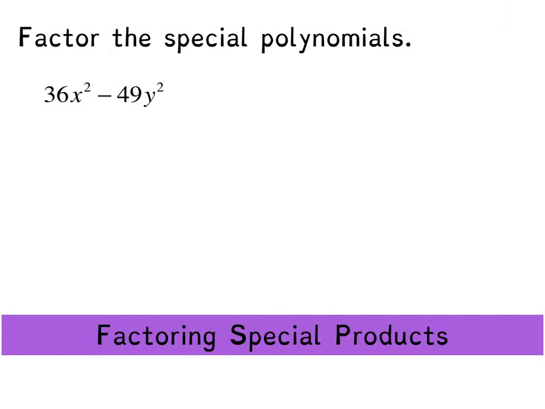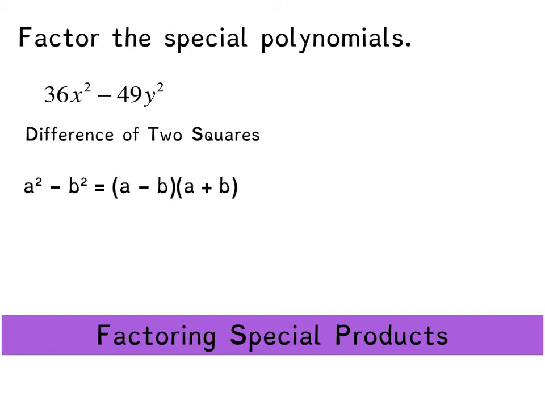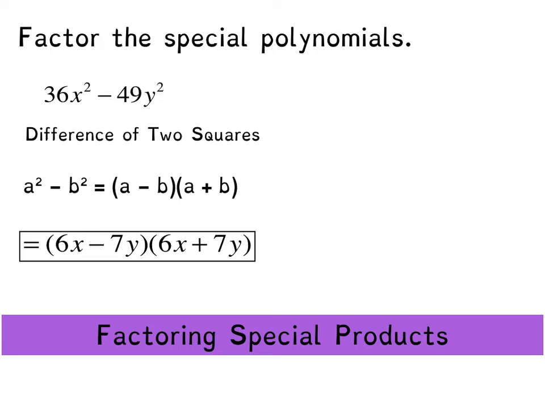Finally, we learned how to factor special products, and we have a binomial here where each term is a perfect square. They are separated by a subtraction sign, so this classifies as the difference of two squares. And recall, after practicing a lot of these, we know that it factors into a minus b times a plus b, where a is the square root of the first term and b is the square root of the second term. So we can apply this structure, and the binomial factors into 6x minus 7y times 6x plus 7y.